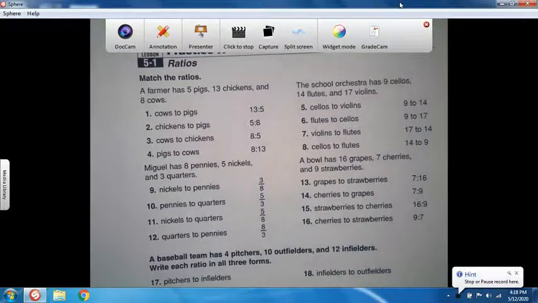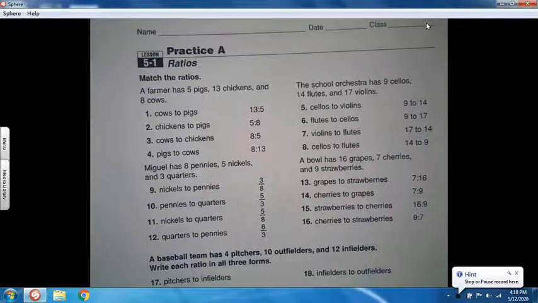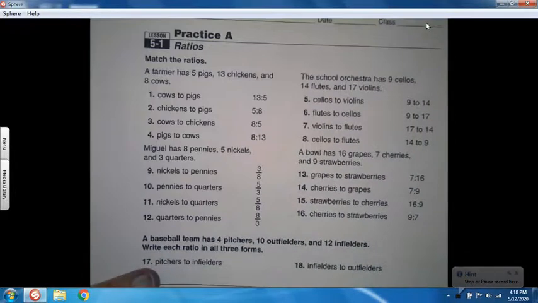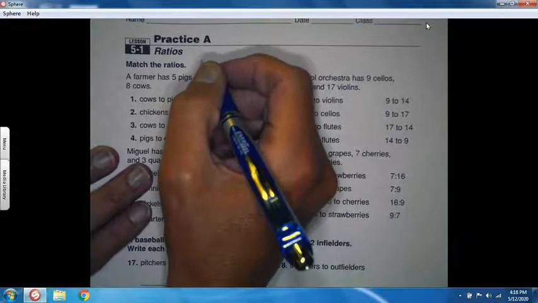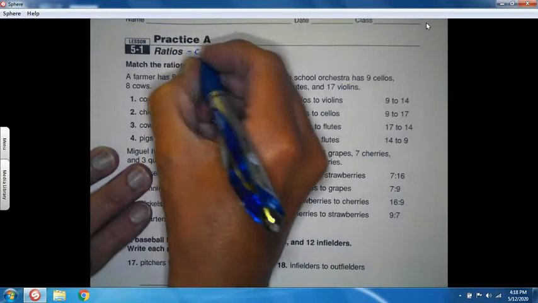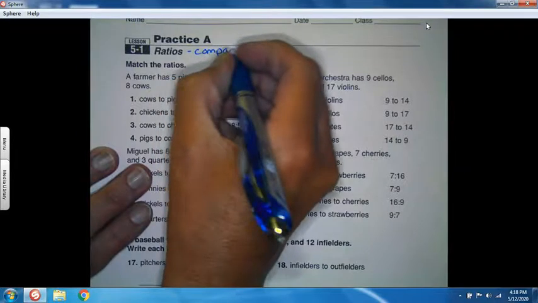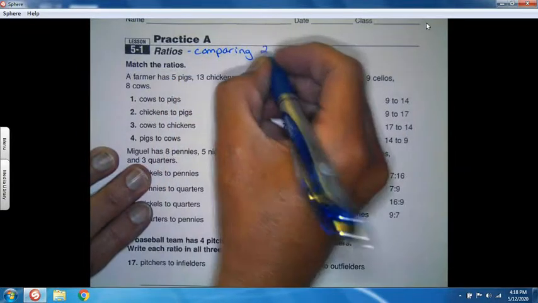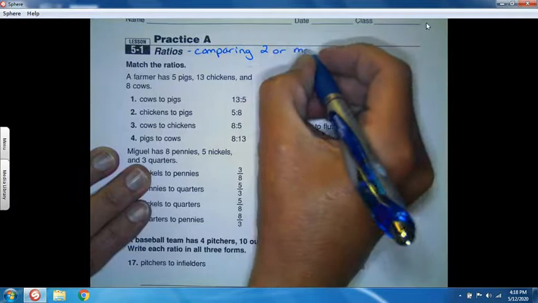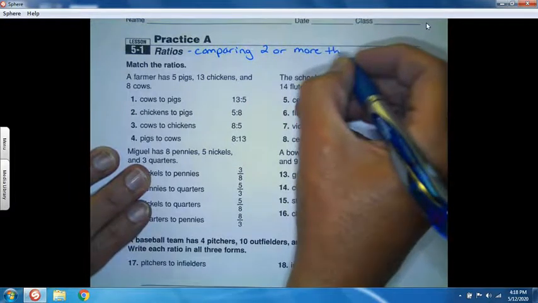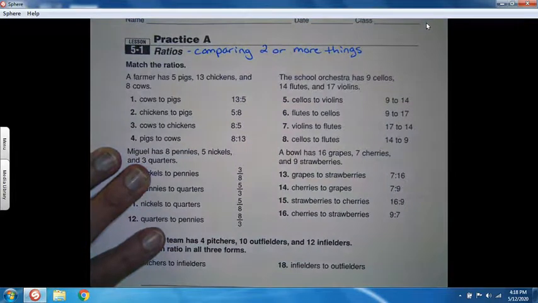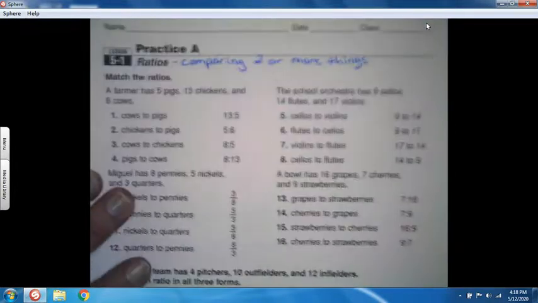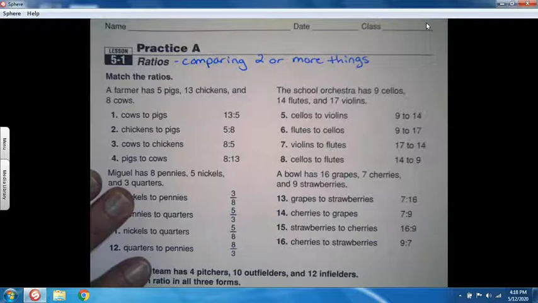Okay, so another lesson really quick on ratios. Remember, a ratio is comparing two or more things. Okay? So that's what a ratio is, comparing two or more things. Usually it's just two things, but very often it can be more.